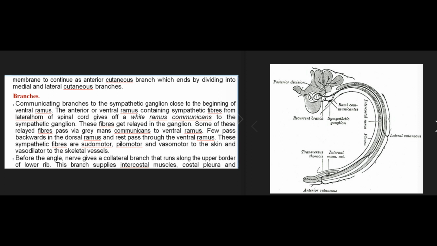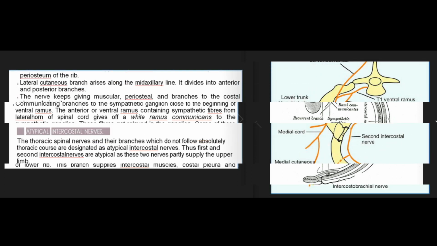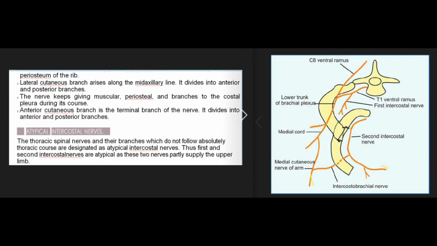2. Before the angle, nerve gives a collateral branch that runs along the upper border of lower rib. This branch supplies intercostal muscles, costal pleura, and periosteum of the rib. 3. Lateral cutaneous branch arises along the mid-axillary line. It divides into anterior and posterior branches. 4. The nerve keeps giving muscular, periosteal, and branches to the costal pleura during its course. 5. Anterior cutaneous branch is the terminal branch of the nerve. It divides into anterior and posterior branches.